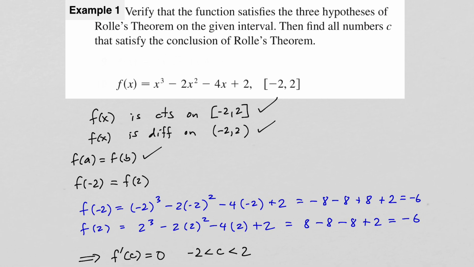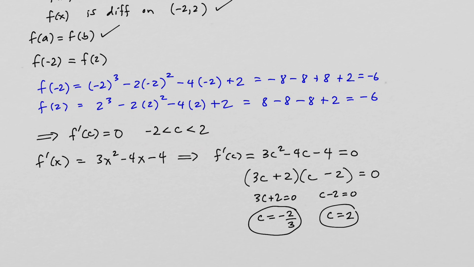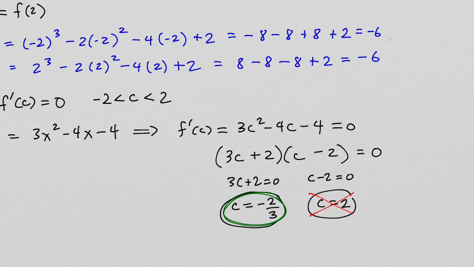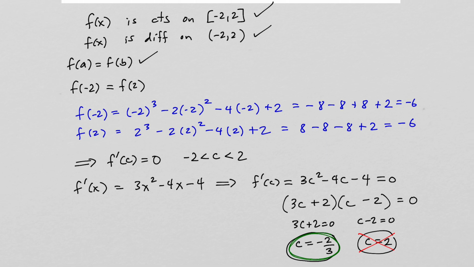Now, let's make sure we realize that c has to be strictly in between negative 2 and positive 2. So what that means is that c cannot actually be equal to 2. It has to be in between. So negative 2/3 is a value in between negative 2 and positive 2, and that is the value that satisfies Rolle's theorem in this case.